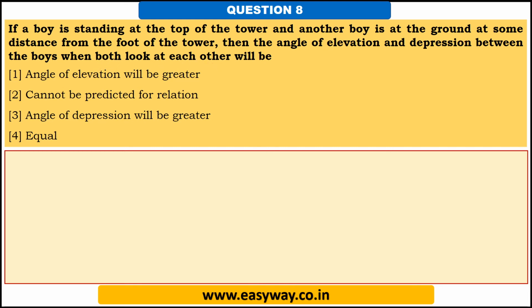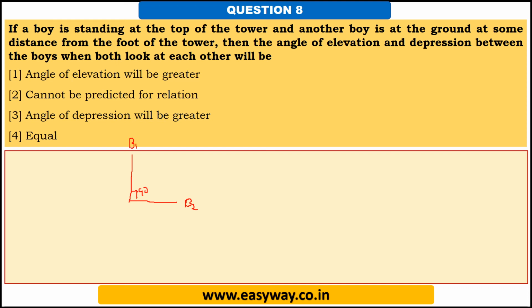Now see, in this question it is said that a boy is standing at the top of the tower. Let us say this is the tower, and let us say B1 boy is standing here at the top of the tower. Another boy is standing on the ground at some distance from the tower. So let us say that B2 boy is here at a particular distance from the tower, and this angle will be 90 degrees. Now next it is said that the angle of elevation and angle of depression between the two boys when they look at each other will be.